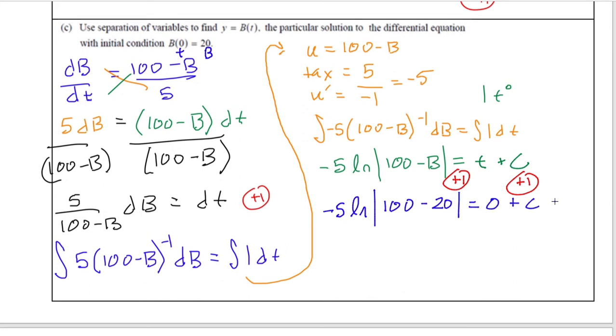Normally on the AP test, you'd stop here, but I'm going to push you guys one step further. Just simplify a little bit. This is -5 natural log of 80, and I can just drop the absolute value because absolute value of 80 is just 80, is equal to C. Now I will give you your 1 point for your evaluation.